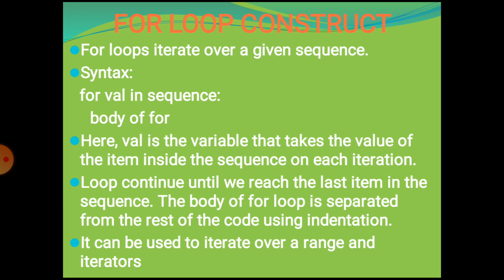For loop construct. A for loop iterates over a given sequence. The syntax is: for val in sequence, body of for. Here val is the variable that takes the value of the item inside the sequence on each iteration. The loop continues until we reach the last item in the sequence. The body of the for loop is separated from the rest of the code using indentation. It can be used to iterate over a range and an iterator.